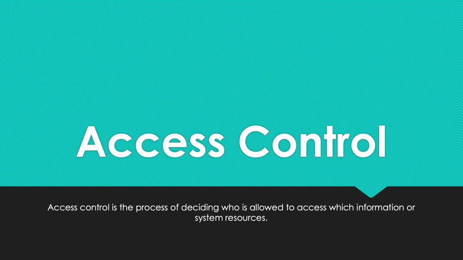Access control manages who is allowed to access specific information or resources. The main idea is preventing unauthorized access. In our system, Active Directory groups decide who can open folders like HR or finance.